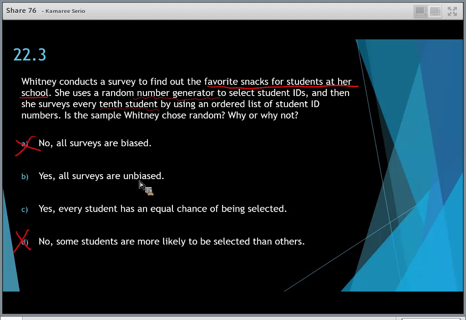And it says, yes, all surveys are unbiased. Well, no, we just did two that were biased, right? So it can't be that one. And this is, yes, every student has an equal chance of being selected. This is exactly what it means for something to be random. Every person has an equal chance of being selected. So C in this case is the right choice.